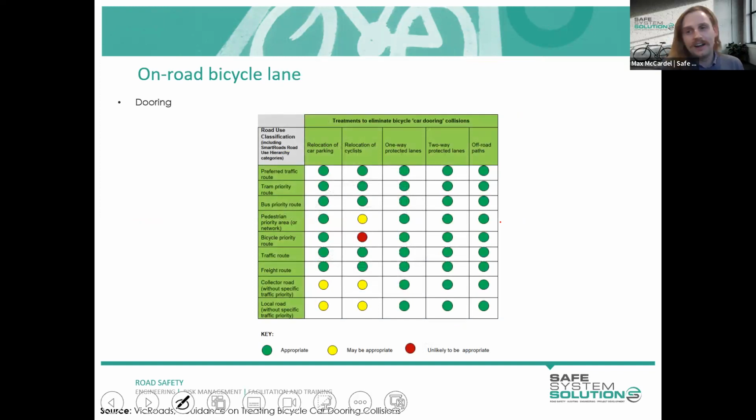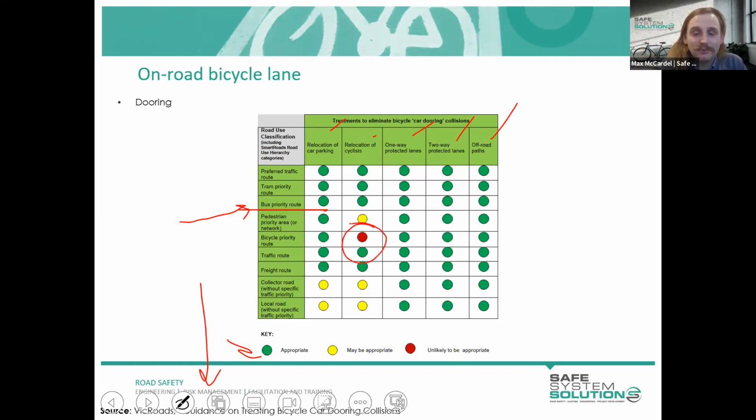This is just a high-level matrix that you can use to influence what kind of treatments may be appropriate to install in different road uses. So if you are into this space, high level or strategic planning, if, for instance, you've got bus priority routes, what may be appropriate, shown in the green, is relocation of parking, relocating cyclists, one-way protected lanes, two-way protected lanes, or off-road paths.